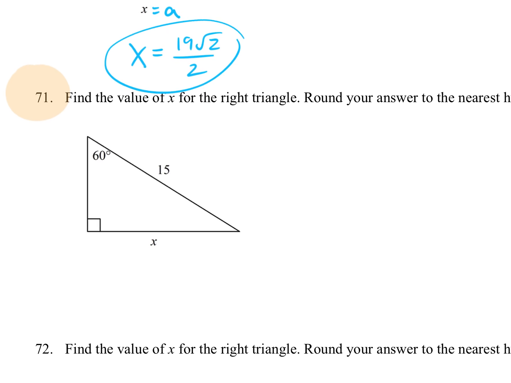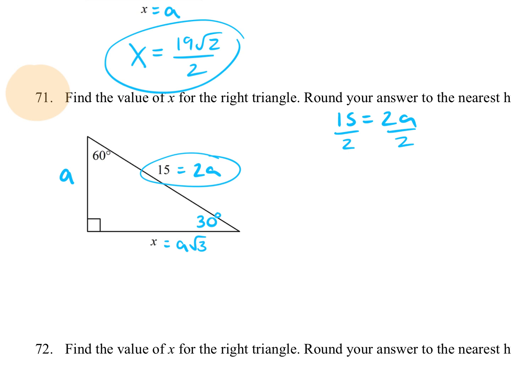Okay. So 71, doing the same thing, 60's up top, which means 30's down below. So opposite of the 30 is your a, opposite of the 60 is a square root 3, and your hypotenuse is 2a. So use the equation that has some information that's given. So 15 is equal to 2a. Divide both sides by 2. So you can say it's 15 over 2.